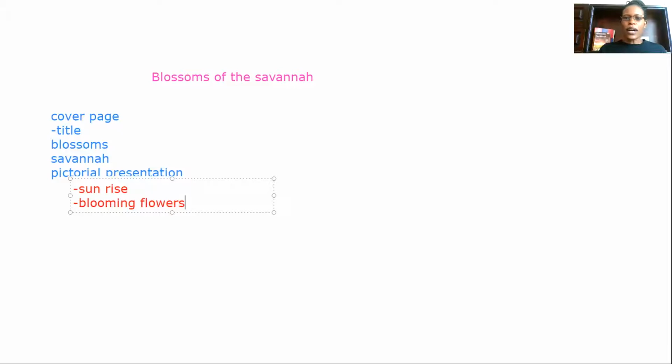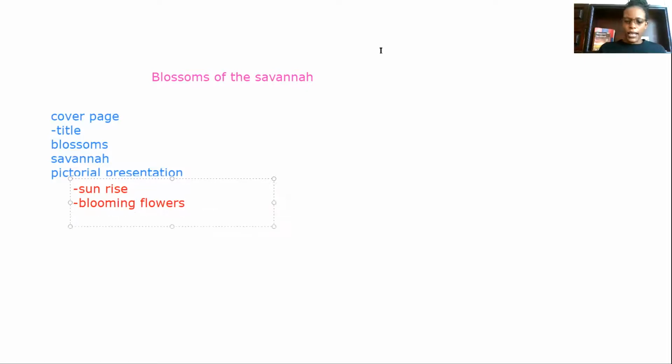And if we look at it, I'm going to show it again. If we look at that cover page, you'll realize that there's green vegetation there. So this also shows us that most probably we are going to read of characters that have bloomed, characters that have thrived in the blossoms of Savannah.